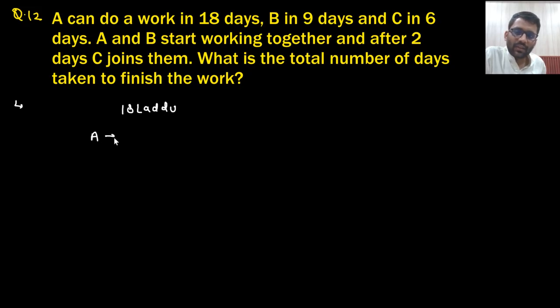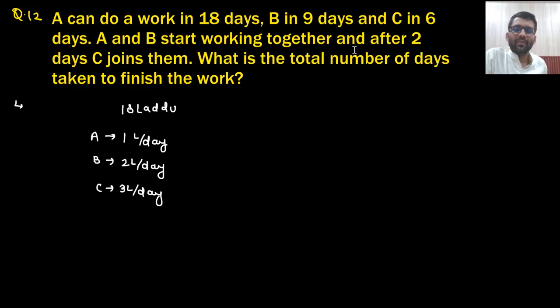So A can eat 1 laddu per day. B can eat 2 laddu per day. And C can do the work in 6 days. That means C can eat 3 laddu per day. A and B start working together. That means they were eating 3 laddu per day.